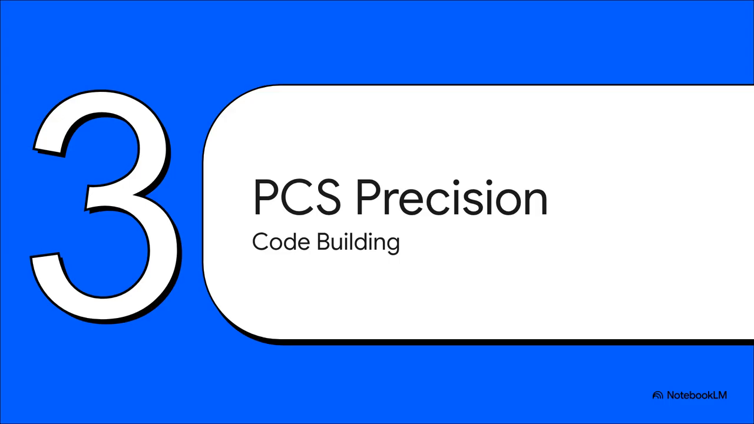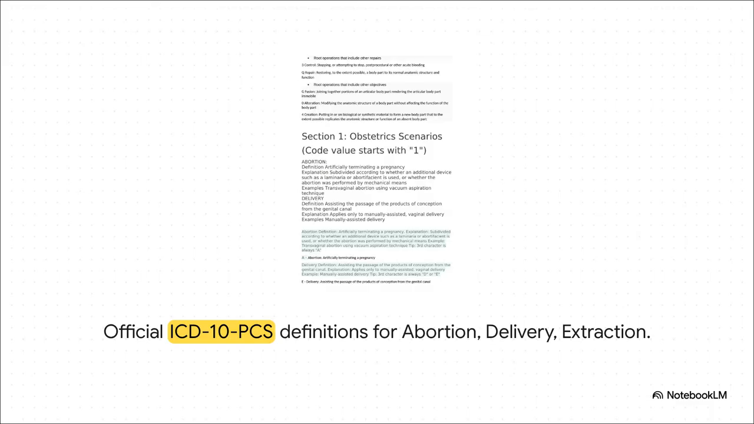All right, Section 3, PCS, Precision and Compliance. Let's zoom in from the macro DRG level down to the granular code building. Look closely at the official PCS guidelines for a second.